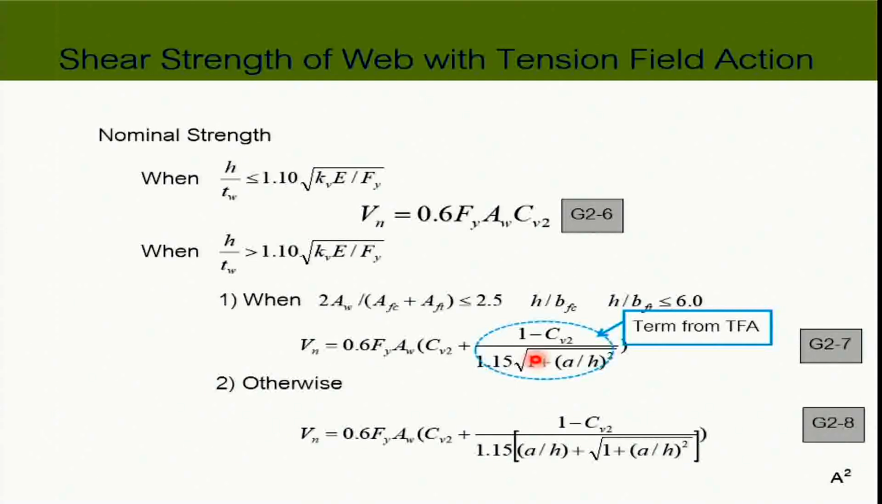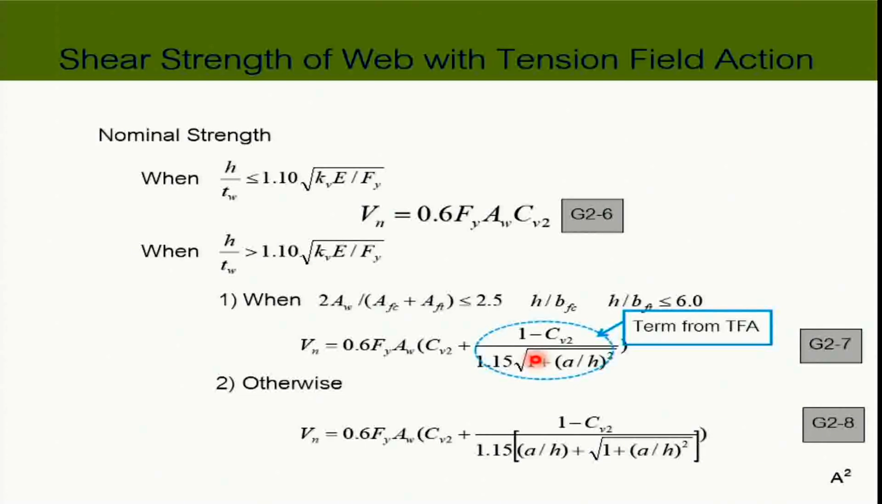But if the web is so slender, the CV is very small. But then again, because of the post-buckling strength, the tension field action, you have an extra term. And this term is induced by the tension field action. A few years ago, we had this one formula and these limitations. But now, they say you don't have to satisfy these conditions anymore, but if you cannot satisfy these conditions, you have the new formula.